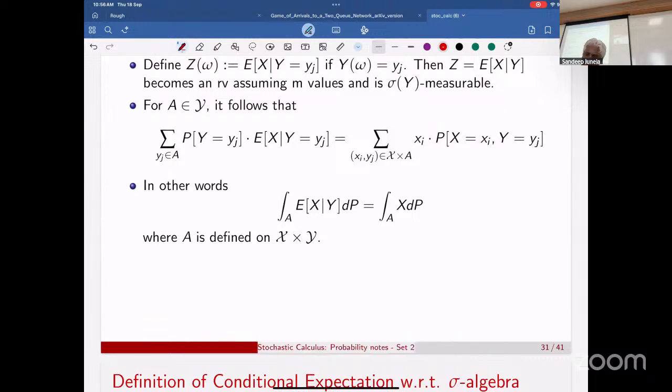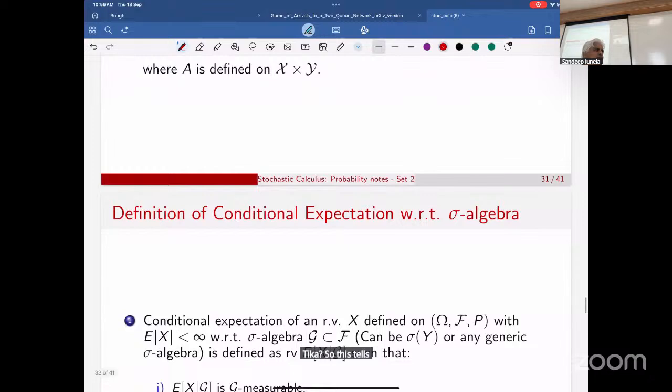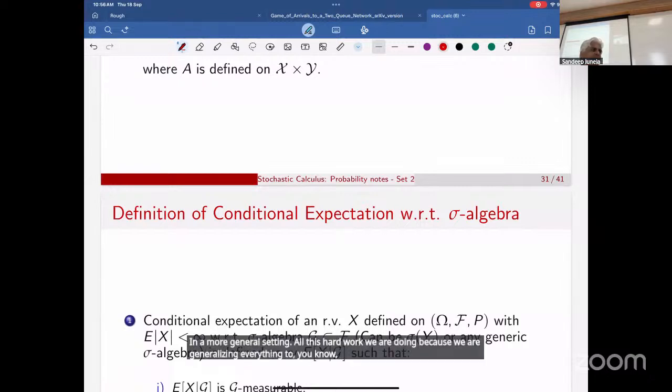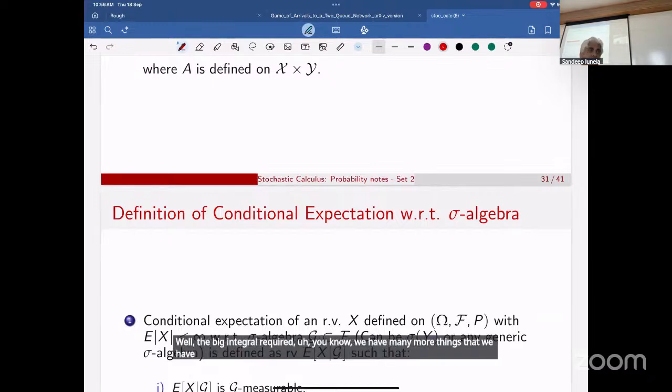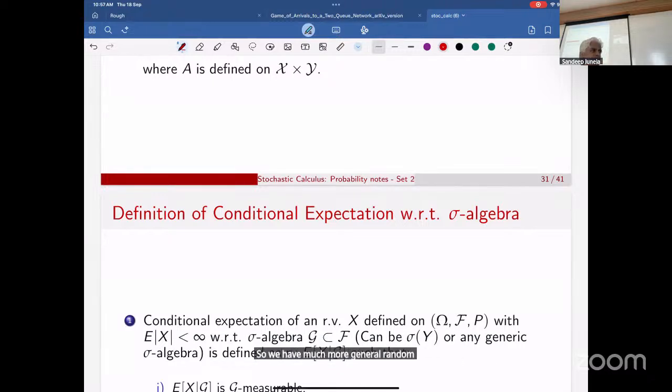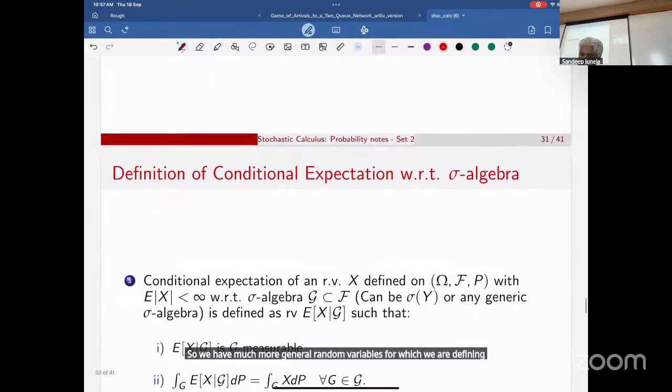Okay? So this tells us how to generalize and define conditional expectation in a more general setting. All this hard work we are doing is generalizing everything. For example, the Riemann integral was simple, but the Lebesgue integral required more, since there are many more things for which this integral exists. So we have much more general random variables for which we are defining properties.